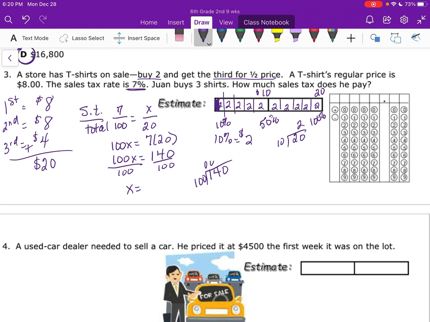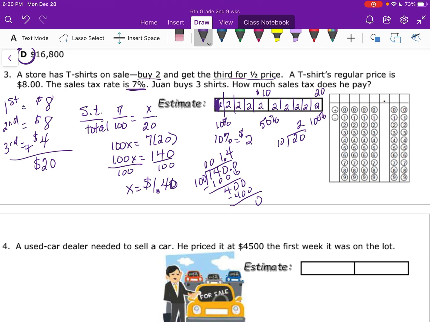100 can't go into 1. 100 can't go into 14. 100 goes into 140 once. Add a decimal, bring down a 0. 100 goes into 400 4 times. Now it's money, right? So we don't do 1.4. If it's money, we do 1.40. So it'll be $1.40 in tax.